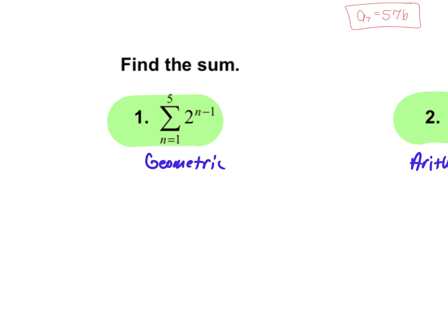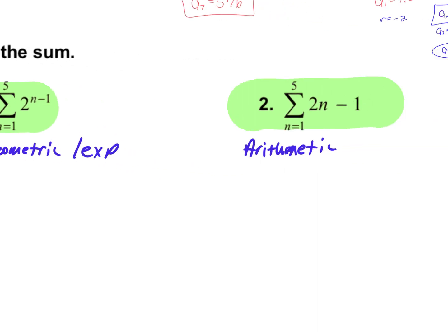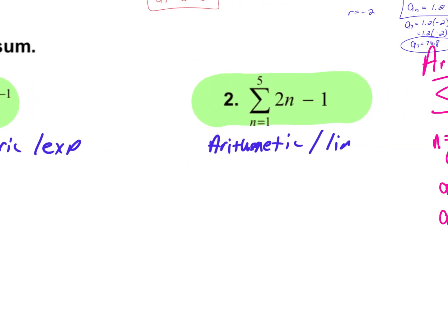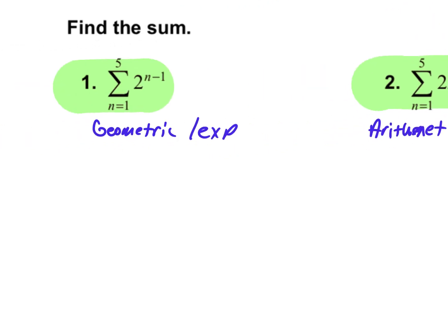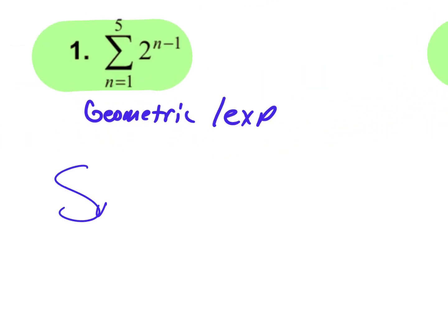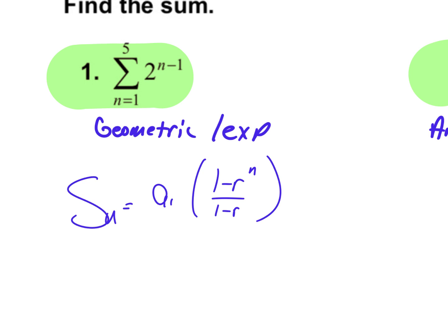One has an exponent. Geometric has the variable in the exponent. Arithmetic is a linear function. We talked about that when we did both of those. Linear means your variables to the first power. So in this case, I'm using this formula. And I know that simply because my variable is up here in the exponent.